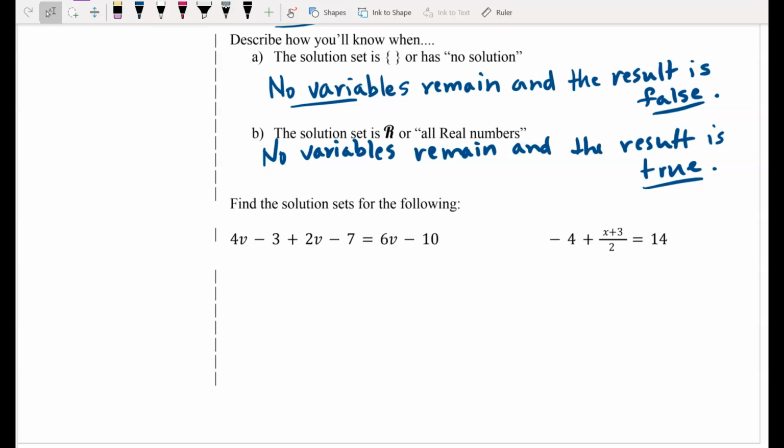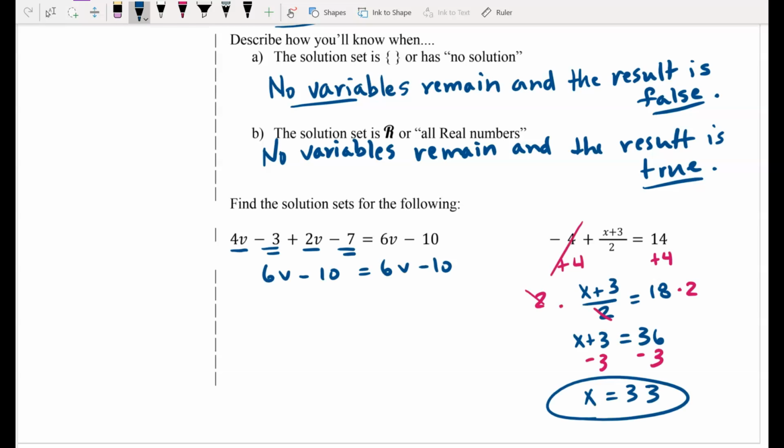Now pause the video again and find the solution sets for each of the following equations. Alright, so I combine like terms. The 4v and the 2v give me 6v, and -3 and -7 give me -10. And then when I wrote the other side, I realized, hey, those are the same thing. So I don't even have to go through the process of subtracting 6v from both sides to know that this is going to be all real numbers. That's a true statement because this side looks exactly like the other side of the equation. So it's okay to take that shortcut when you recognize it.